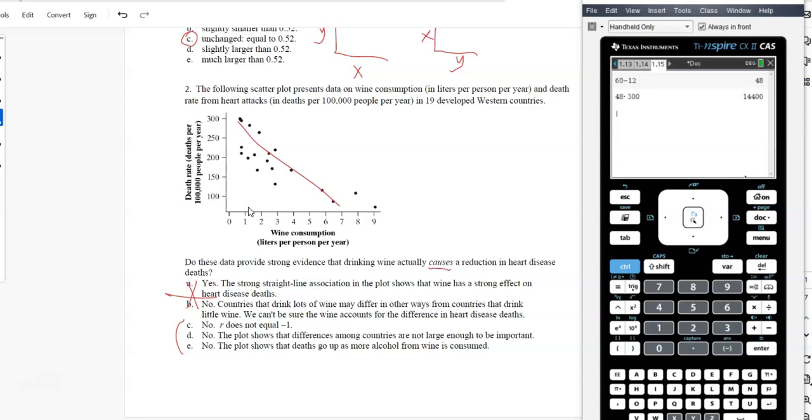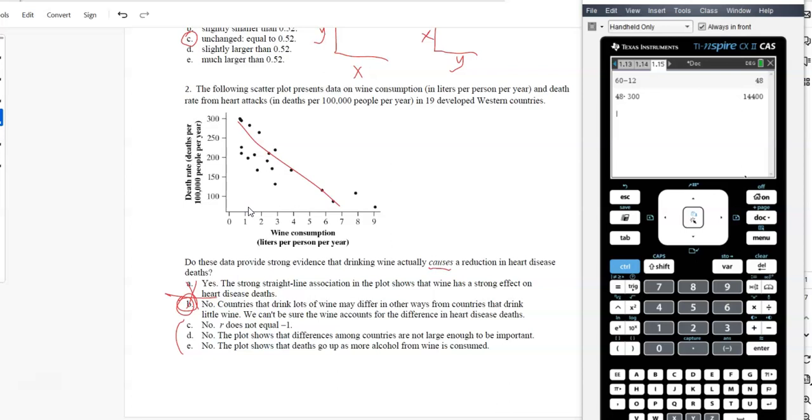Countries that drink lots of wines may differ in other ways from countries that drink a little wine. We can't be sure the wine accounts for the difference in heart disease. And that's actually the key of it. I think that's actually the answer there. R does not equal -1. That's true, but it's moderately strong, so that's not the reason. Causation, that's not the reason. You need an experiment, a treatment there. You can't just have correlation to prove causation.